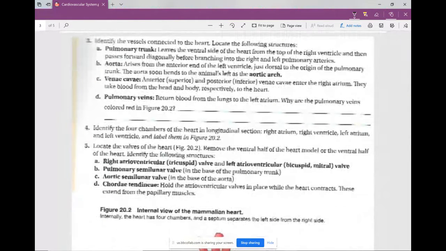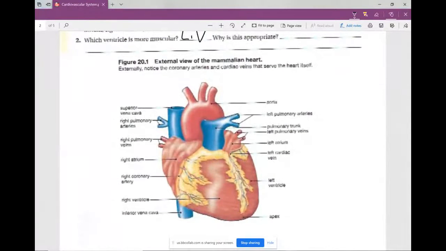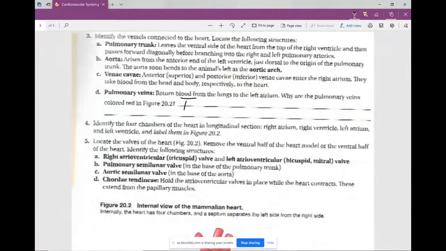And then let's see here. Pulmonary veins return blood from the lungs to the left atrium. Why are the pulmonary veins colored red in figure 20.2? Here we go. That's because they are oxygen rich, coming from the lungs.